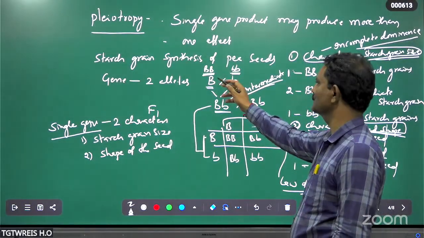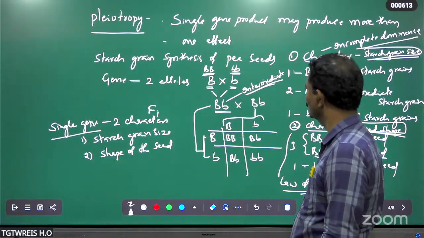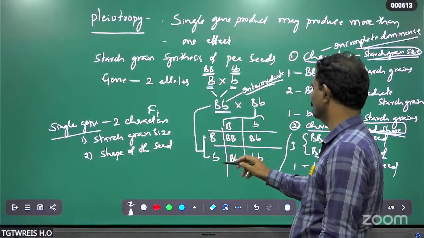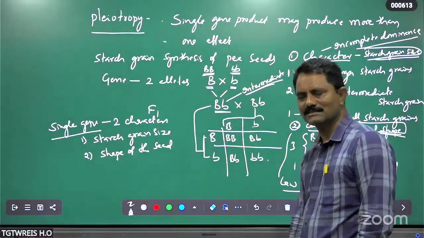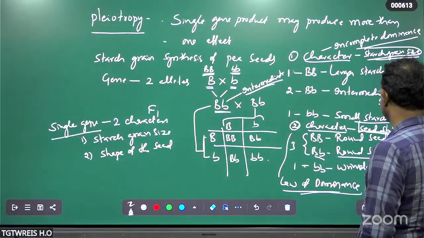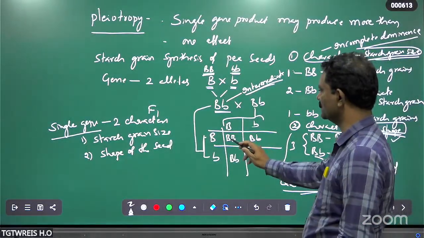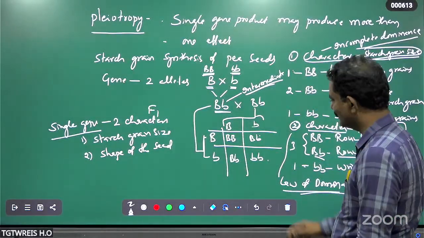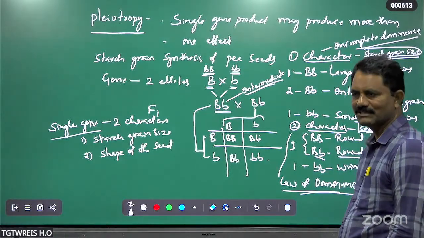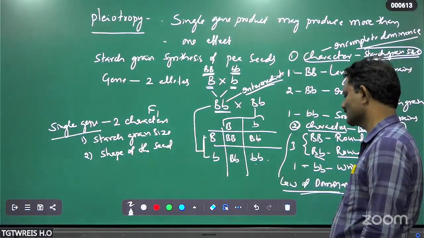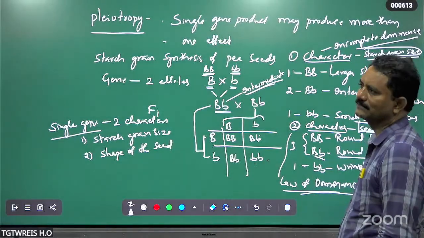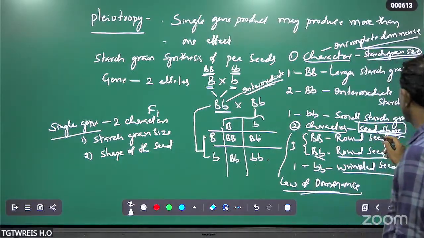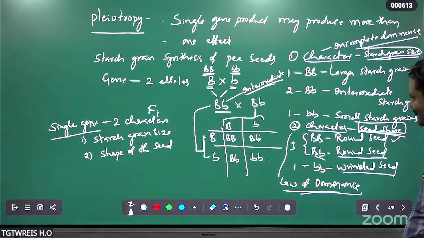When we cross between these two, we get 4 plants in the F2 generation. Capital B shows the large starch grains, but the seed shape is round. Round seed, large starch grains, capital B capital B. The capital B small b plants show the intermediate starch grains with round seeds. Small b shows the small starch grains with wrinkled seed. So here the seed shape follows the law of dominance.